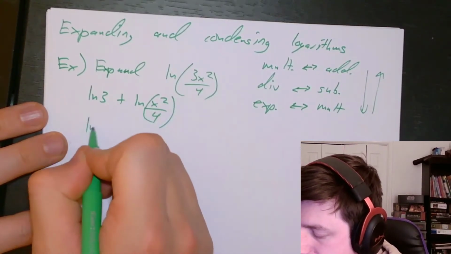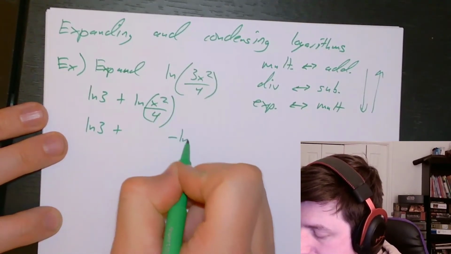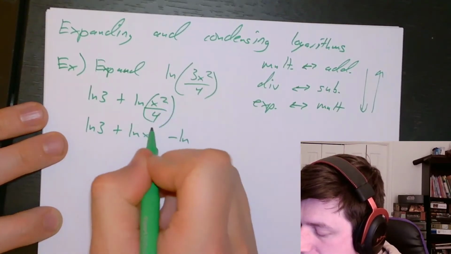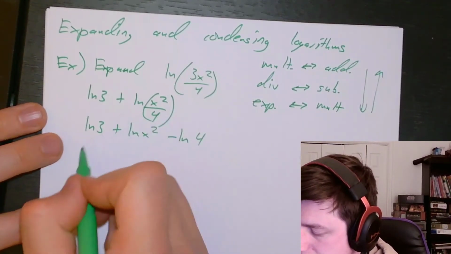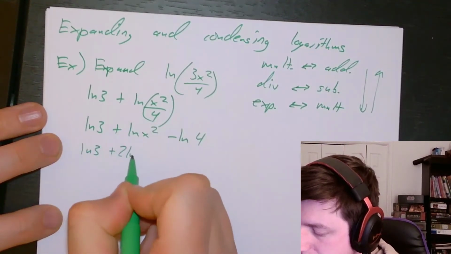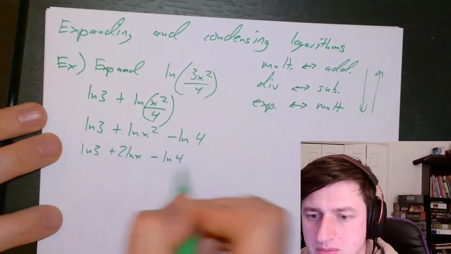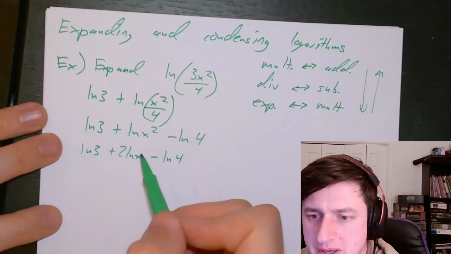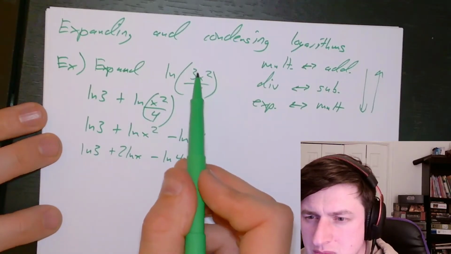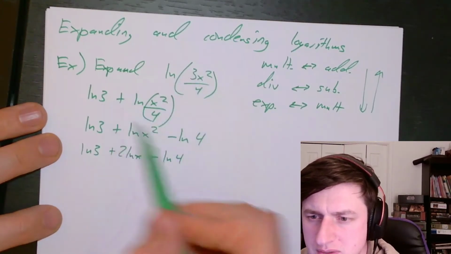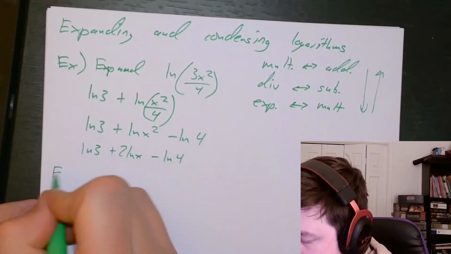And then the natural log of 3 plus this division is going to turn into subtraction: natural log of x squared minus the natural log of 4. And then this is going to turn into natural log of 3 plus 2 natural log of x minus natural log of 4. So this is fully expanded. Okay, I turned the exponent into multiplication, I turned the multiplication here inside into addition, and this division, the fraction, into subtraction.